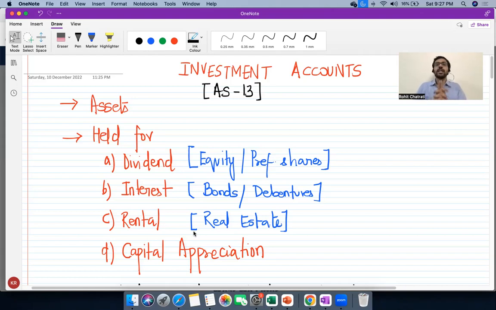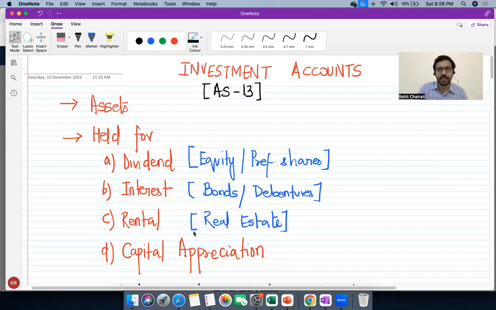Again, repeating myself, if you go and purchase a building for self occupancy, you want to sit there and carry out your business, that is not an investment property. But if you are actually investing in a property solely for the purpose of giving it to others on rent, then that is going to be treated as an investment for the purpose of AS 13. It will not be treated as property, plant, and equipment under AS 10, but will be treated as investment under AS 13.